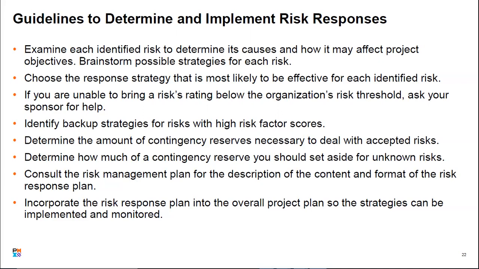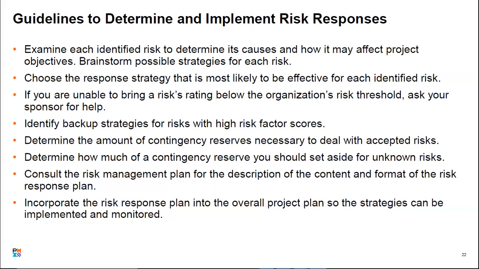Also, determine the amount of contingency reserve necessary to deal with accepted risk. When you've planned for risk occurrence and in your risk management strategy that particular risk will be accepted in the event that it occurs, you need to have a contingency reserve which you put in your budget management plan to cover the cost for that particular mitigation or strategy you want to use.